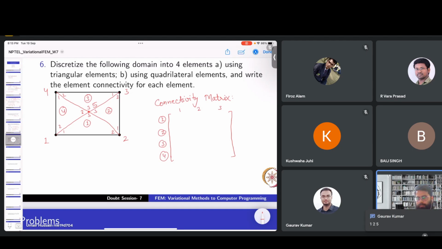1, 2, 5. That is right. Second row, 2, 3, 5. Definitely right. Then the third row is 3, 4, 5. And then finally the fourth row is 4, 1, 5. Right.